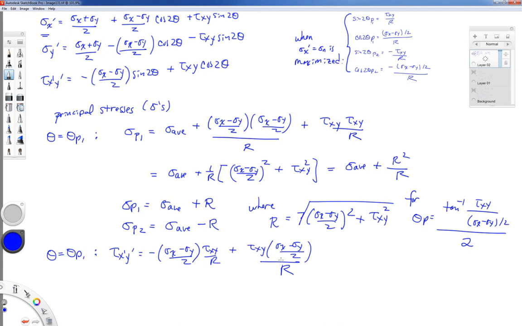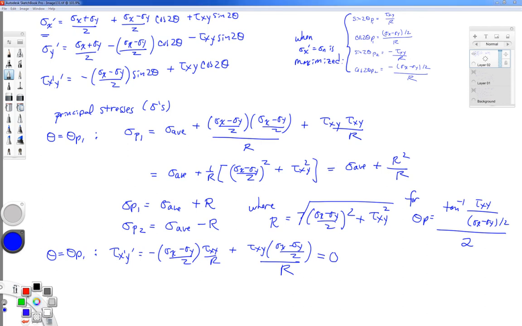Well, look what happens here. Those two terms are the exact same magnitudes but opposite sign, so those will cancel each other out, and we're left with 0. This is something that's really important. I can't emphasize this enough at this point. When you have maximized your normal stresses, your shearing stresses will vanish. Your shearing stresses will be 0.